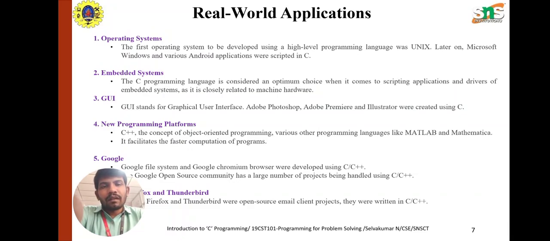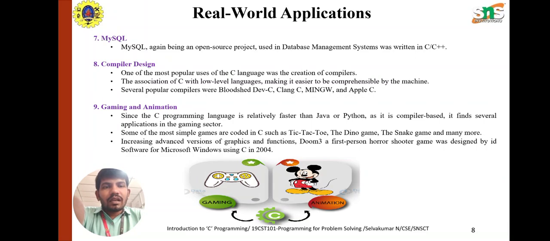New programming platforms like C++ brought the concept of object-oriented programming, and various other languages like MATLAB provide mathematical facilities and faster computational programs. Google file systems and the Google Chromium browser were developed using C++, and the Google open source community has a large number of projects handled using C++. Next are MySQL, compiler design, and gaming and animations.